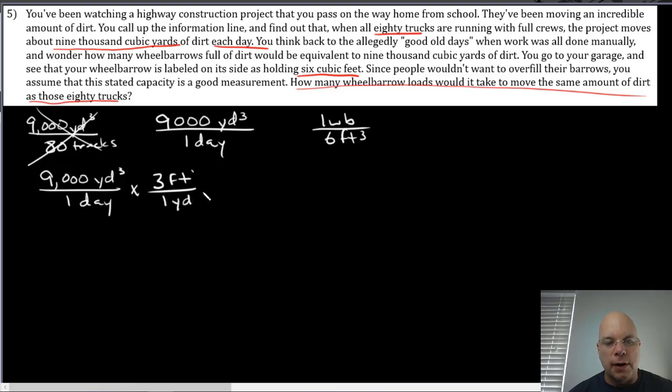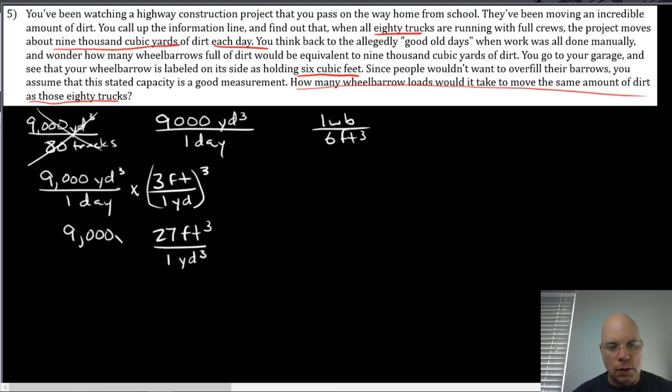And then since you want cubic yards, just cube the whole thing. So 3 cubed is 27. So we have 27 cubic feet. 1 cubed is 1 times 1 times 1 is 1. So 1 cubic yard is equivalent to 27 cubic feet. We're going to multiply those conversion factors together. You see the yards cubed will cancel, and I'll have cubic feet per day.